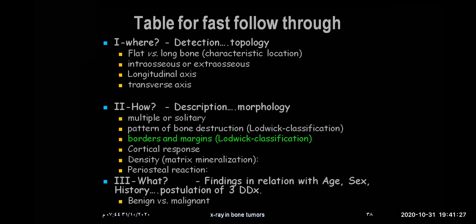Now we go to the other thing, which is the border and the margin. We have just seen what the lesion did to the bone, which is the pattern of bone destruction. Now we will see what the bone is doing in response to this lesion. This is the border and the margin.